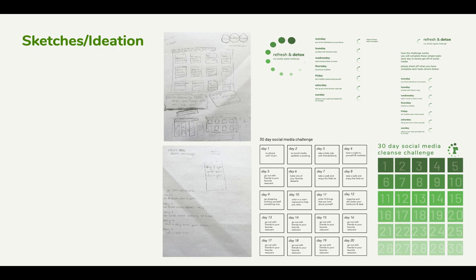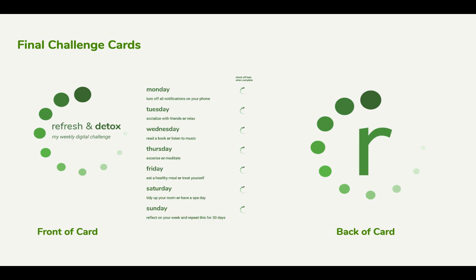I started sketching out layouts for a 30-day challenge, but the activities were getting very repetitive, and I wanted to simplify it to make it more effective for my target audience. My final challenge cards are refresh and detox, going with the same theme on the posters. It's a Monday through Sunday challenge and provides activities for introverts and extroverts, just like Allie and Kyle. You can then check off in the circle after an activity is done.